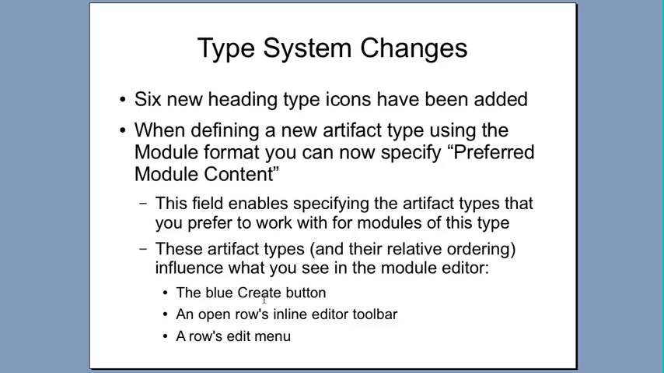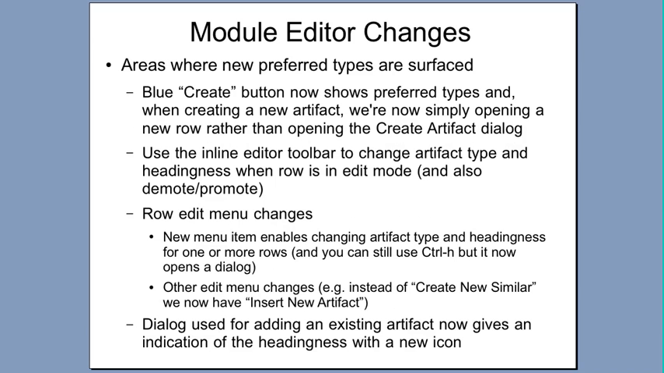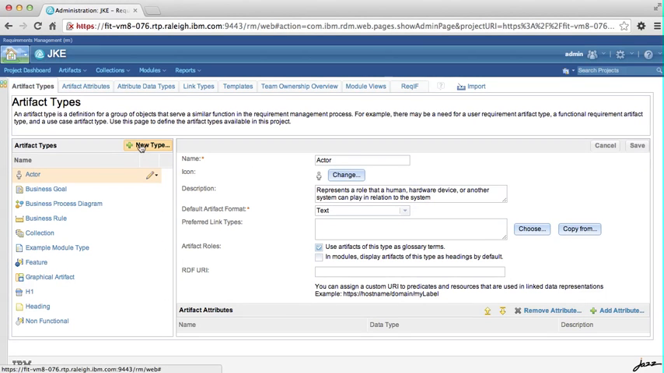And in the module editor, we surface these preferred artifact types in 3 different areas. In the blue Create button, in an open row's inline editor toolbar, and in a row's edit menu. This last one was done by Patrick Danford. Let me demonstrate that now.